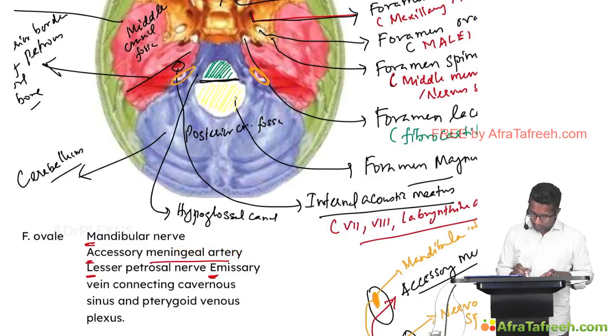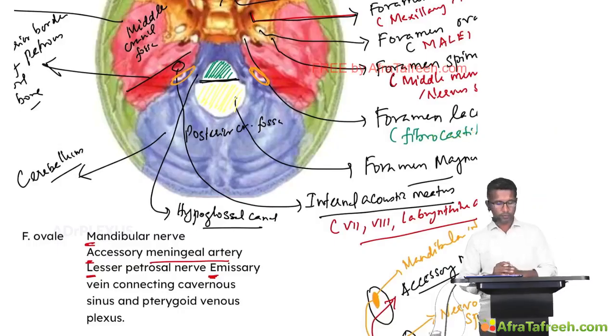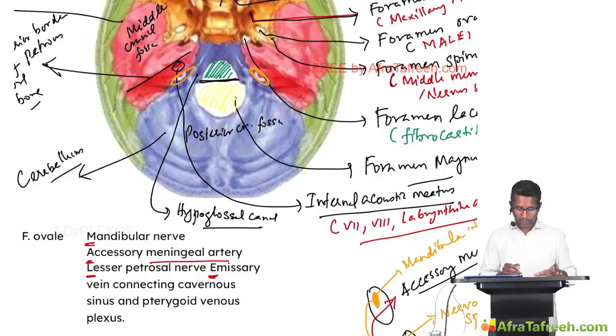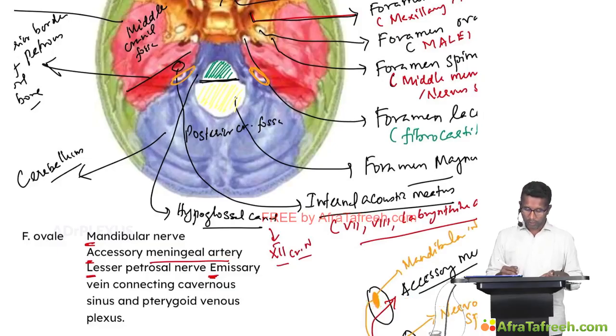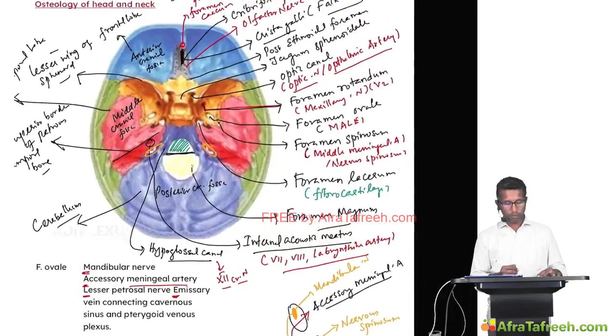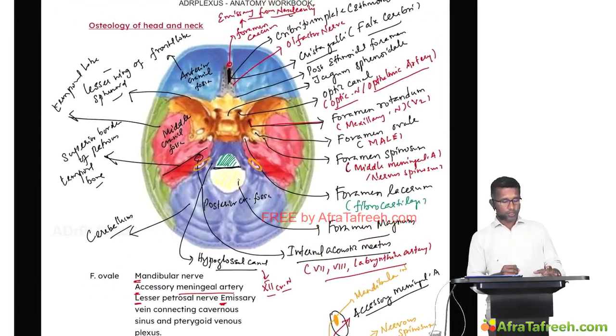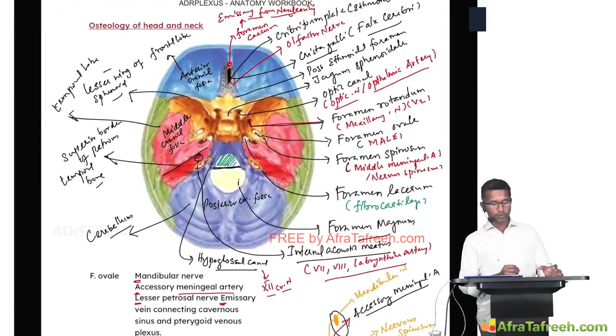So this canal, which is called the hypoglossal canal, transmits the hypoglossal nerve through it. So it transmits the 12th cranial nerve, which is called the hypoglossal nerve, through this hypoglossal canal. These are the important structures which pass through the various foramens.